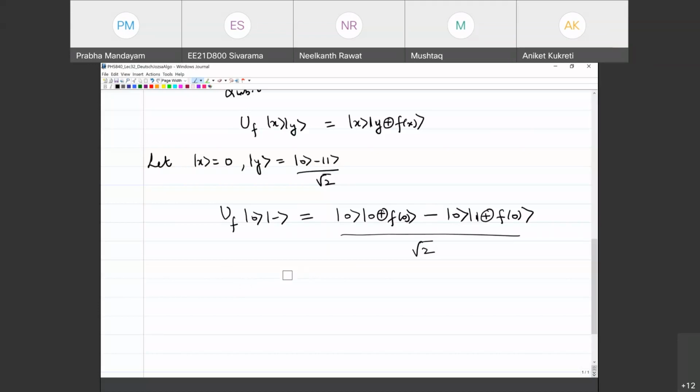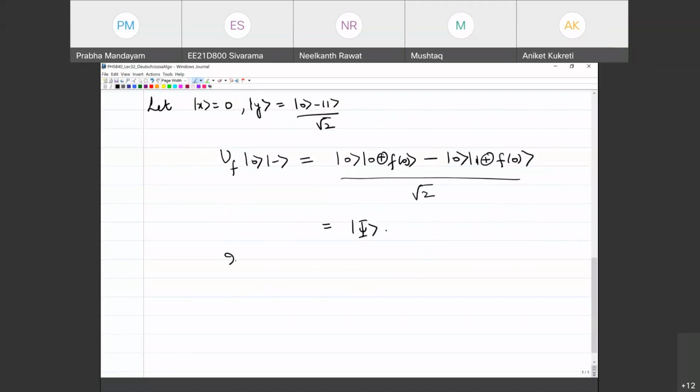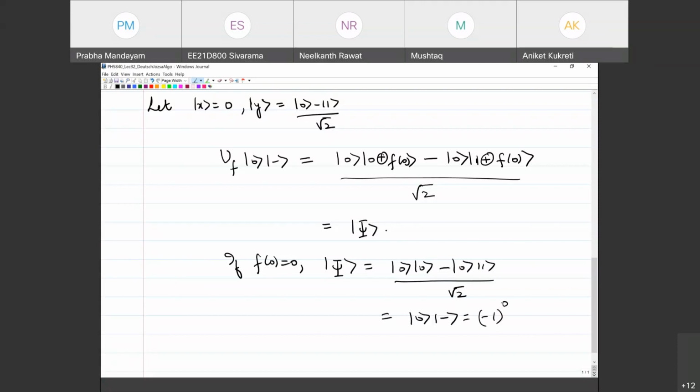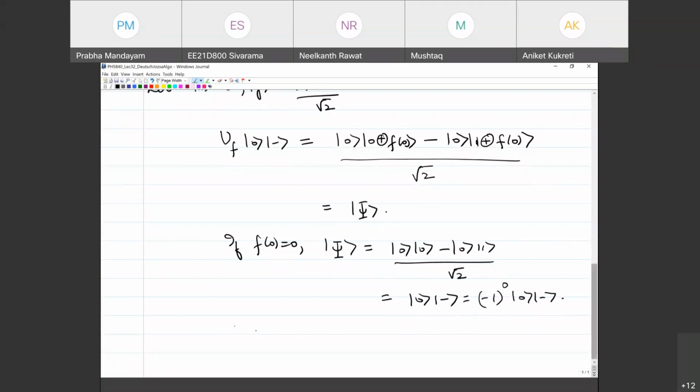So let me call this psi, okay? And then we'll say that if f of 0 is 0, then the state psi becomes what? |0⟩ minus |1⟩ by root 2. So essentially it becomes |0⟩ minus again, right? And I will write this as (-1)^0 |0⟩ minus, okay? And if f of 0 is 1, then psi becomes |1⟩ minus |0⟩, right?